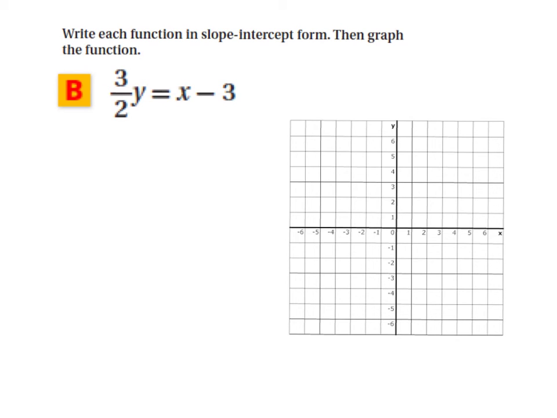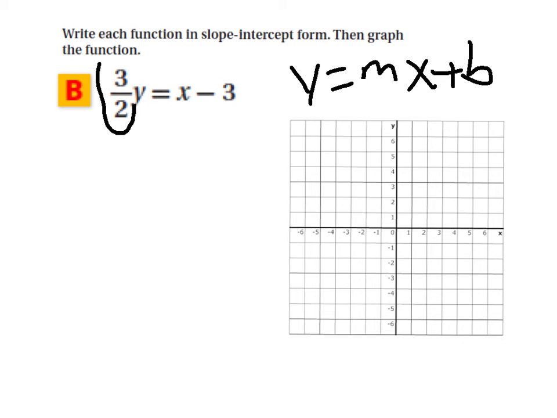So here's our final example in this section, 2-3b. And in this one, we want to do the same thing. We want to write it in slope-intercept form and then graph the function. So that means we've got to take this equation, 3 over 2y equals x minus 3, and write it in y equals mx plus b form. It means we need to get y all by itself. To do that, we've got to get rid of that 3 over 2. To get rid of something that's being multiplied, you usually divide. But when it's a fraction, there's a little trick that you should remember from Algebra 1 that makes it go away a lot faster.